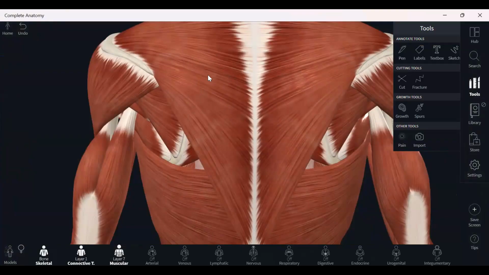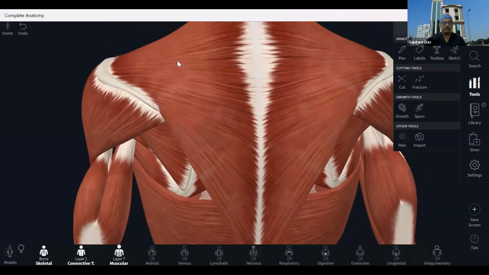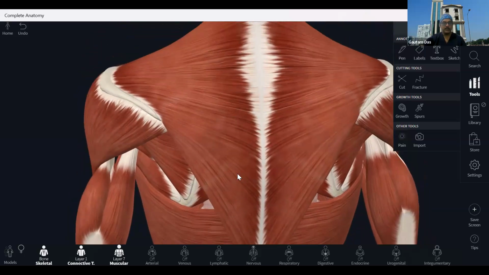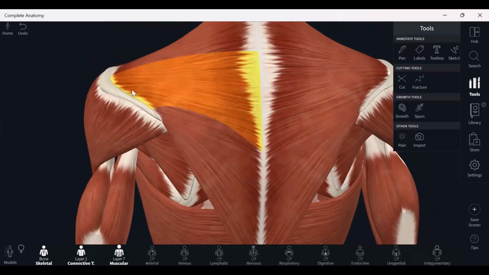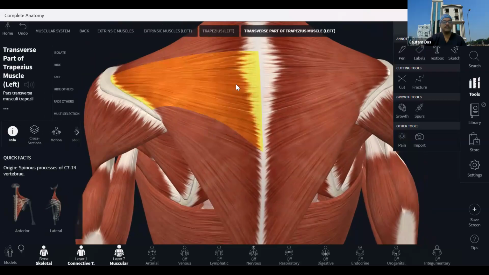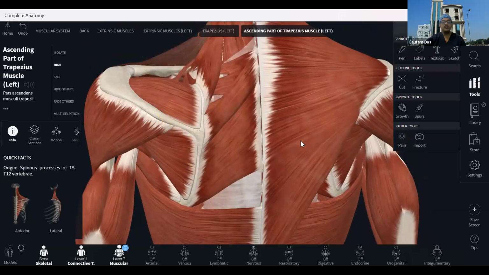Trapezius. Trapezius has 3 bands. The superior one, this one, then the horizontal one, this is the transverse part. This was the descending part, the superior part, and this was the ascending part, that is the inferior part. Let me remove this trapezius.